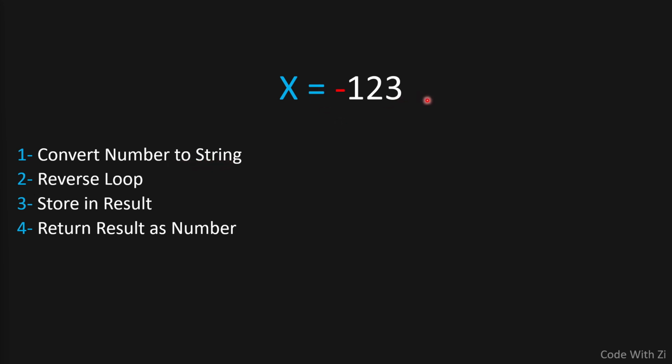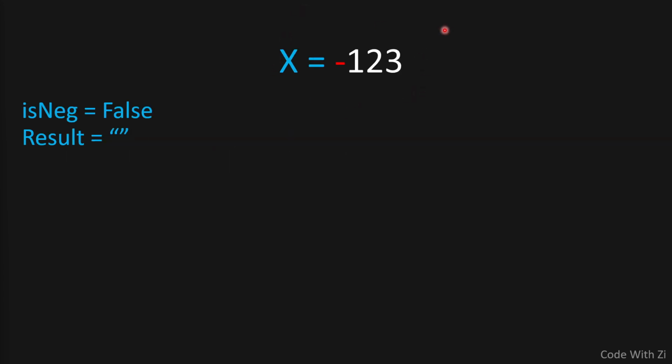But if our number is negative, we actually have an extra step. We're going to say if the first character here is equal to this, which is basically just a minus, then we're going to say isNeg is equal to true. That's literally it, but let's visualize it together. So we're going to loop through this and then store our results here, and if our number is negative, we're going to turn this false into true.